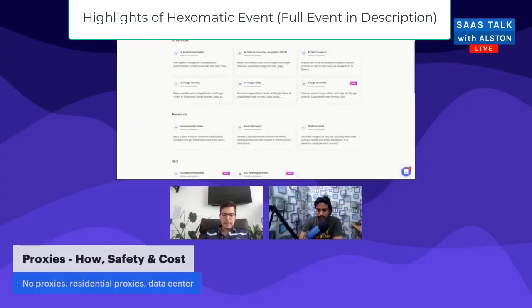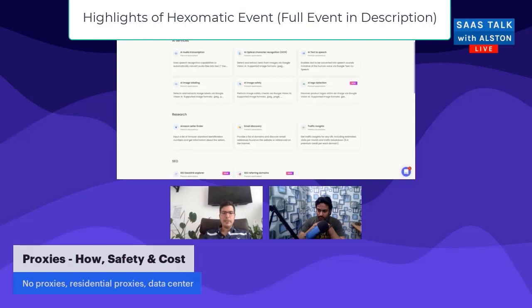Every time you make a page request, it's typically with a different IP, and we have a lot of IPs in the system. There's very little chance of a third-party platform detecting that it's the same person doing the request.